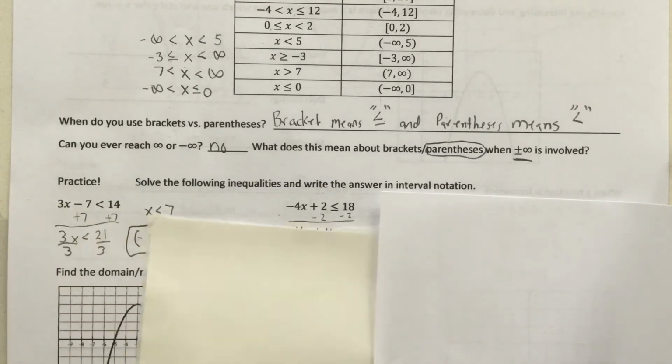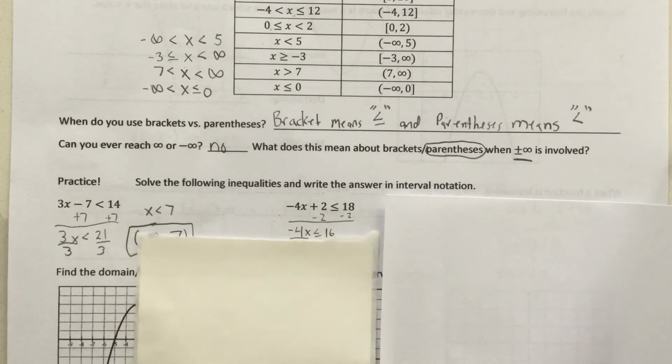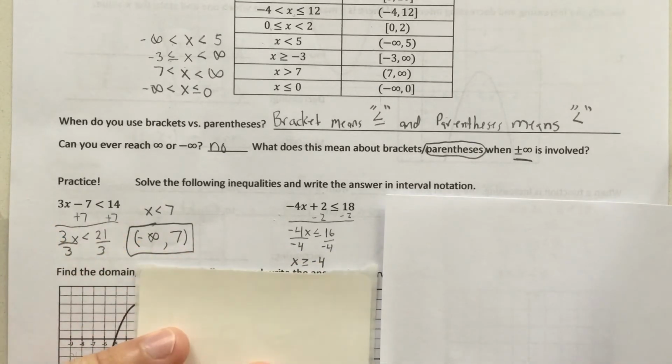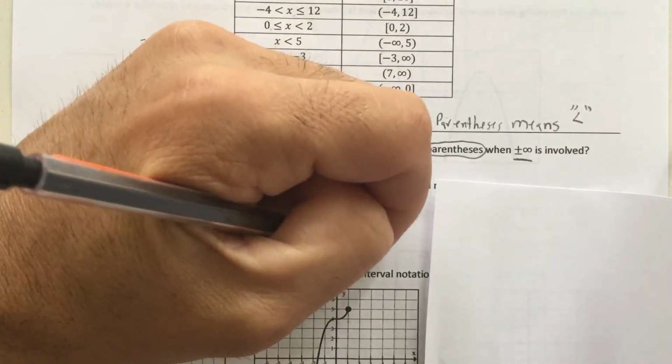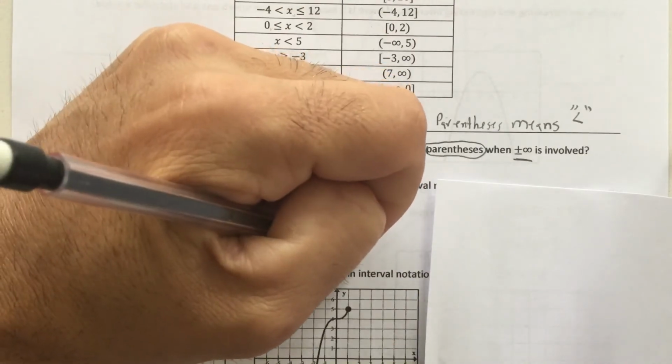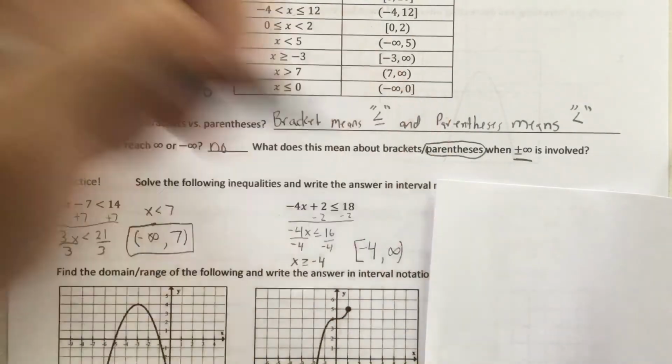If we look at the second one, we would have to subtract 2 first and get negative 4x is less than or equal to 16, and then divide by negative 4. Just remember, when we're dividing by negative 4, you must flip the inequality sign when you divide by a negative. So we get x is greater than or equal to negative 4 as our final answer. And then when we go and write our interval notation, greater than or equal to negative 4 means negative 4 would be our smallest value. It's equal to, so I'd use a bracket, and it would go up forever, so it would be a parenthesis.